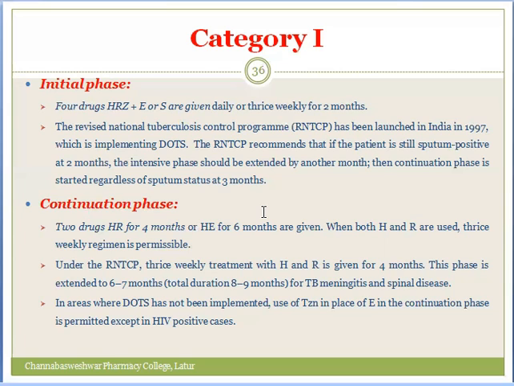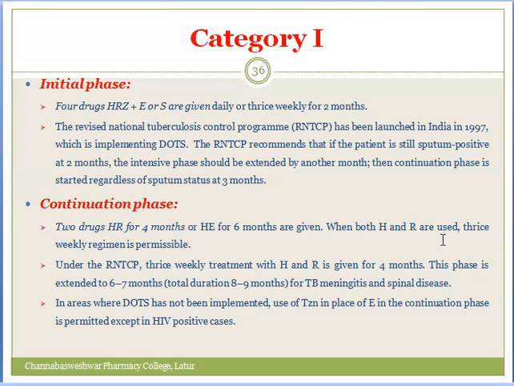In the continuation phase, 2 drugs, isoniazid and rifampicin, are given for 4 months, or isoniazid and ethambutol are given for 6 months. When both isoniazid and rifampicin are used, a thrice weekly regimen is permissible. Under RNTCP, thrice weekly treatment with isoniazid and rifampicin is given for 4 months, and this phase will be extended to 6 to 7 months. That means the total duration of therapy is 8 to 9 months for tuberculous meningitis as well as tuberculosis of the spine.